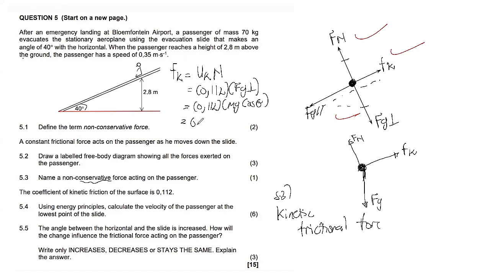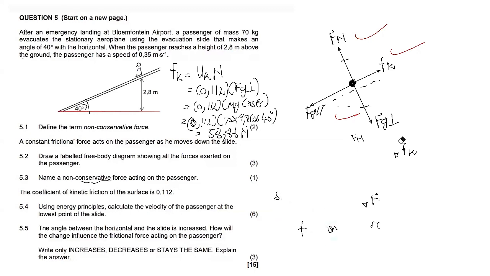And then this is 0.112 multiplied by the mass, which is 70, then times 9.8, then cos 40 degrees, right? So we can see the 40 from here. Then when we multiply that, it will give us a value of 58.86 newtons, right? Okay, then now let's proceed and calculate.